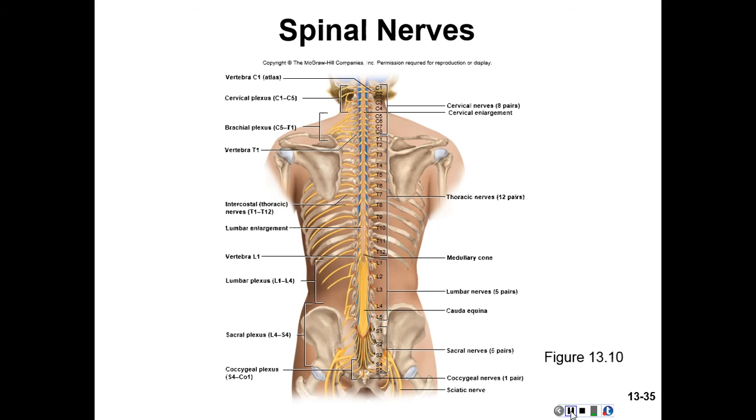Alright, let's look at figure 13.35. We can look at the vertebral atlas and axis, C1 and C2, for yes and no. Cervical plexus from C1 through C5. Remember, C5 is for your phrenic nerve. That's the one that mainly controls the breathing of the diaphragm. You see your medullary cone. You see your coccygeal C1. You see the cauda equina.